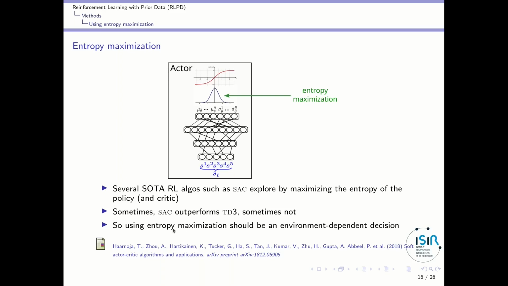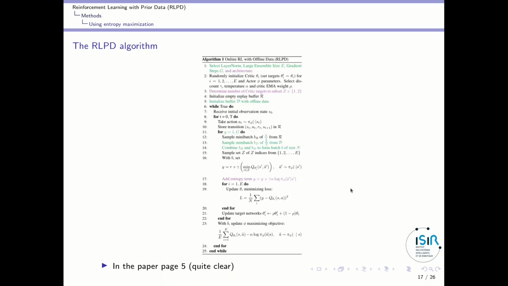So again, they make the decision of using entropy maximization or not an environment dependent decision where they just try with and without and they pick the best. So overall, when you take these 5 mechanisms, this is described with this algorithm which is present in the paper and which is quite clear.